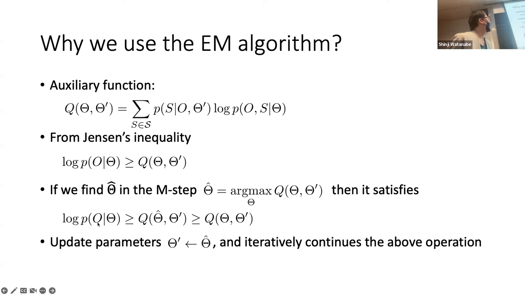After Jensen's inequality, we have this kind of nice representation. So the log likelihood is lower bounded by the auxiliary function. And if we find the auxiliary function is better than in the previous iteration, then it's close to the log likelihood, though it doesn't guarantee reaching the optimal parameter. But anyway, this iterative algorithm is tractable. So people are using the EM algorithm.